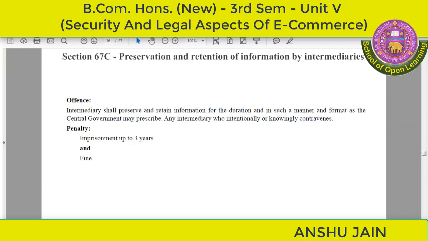Now, what happens is that the central government has prescribed a particular format or manner in which the information should be preserved and retained on digital platforms. If any person or intermediary, with bad intentions, does not retain or preserve information in that particular format, then that is considered an offense, and the penalty is imprisonment up to 3 years along with a fine, which is decided by the court.